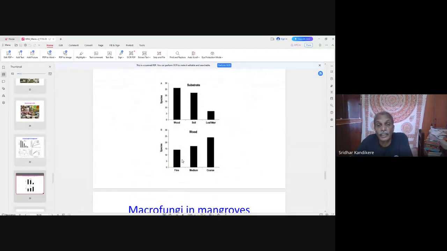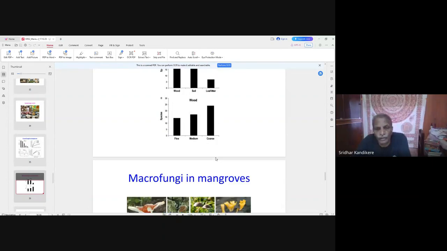Again, macrofungi are maximum in coastal sand dunes and wood, followed by soil and followed by leaf litter. And even wood can be classified into fine, medium, and coarse woody material. Fine woody material will have fewer species compared to medium and coarse. Coarse woody material is very, very important for growth of macrofungi.